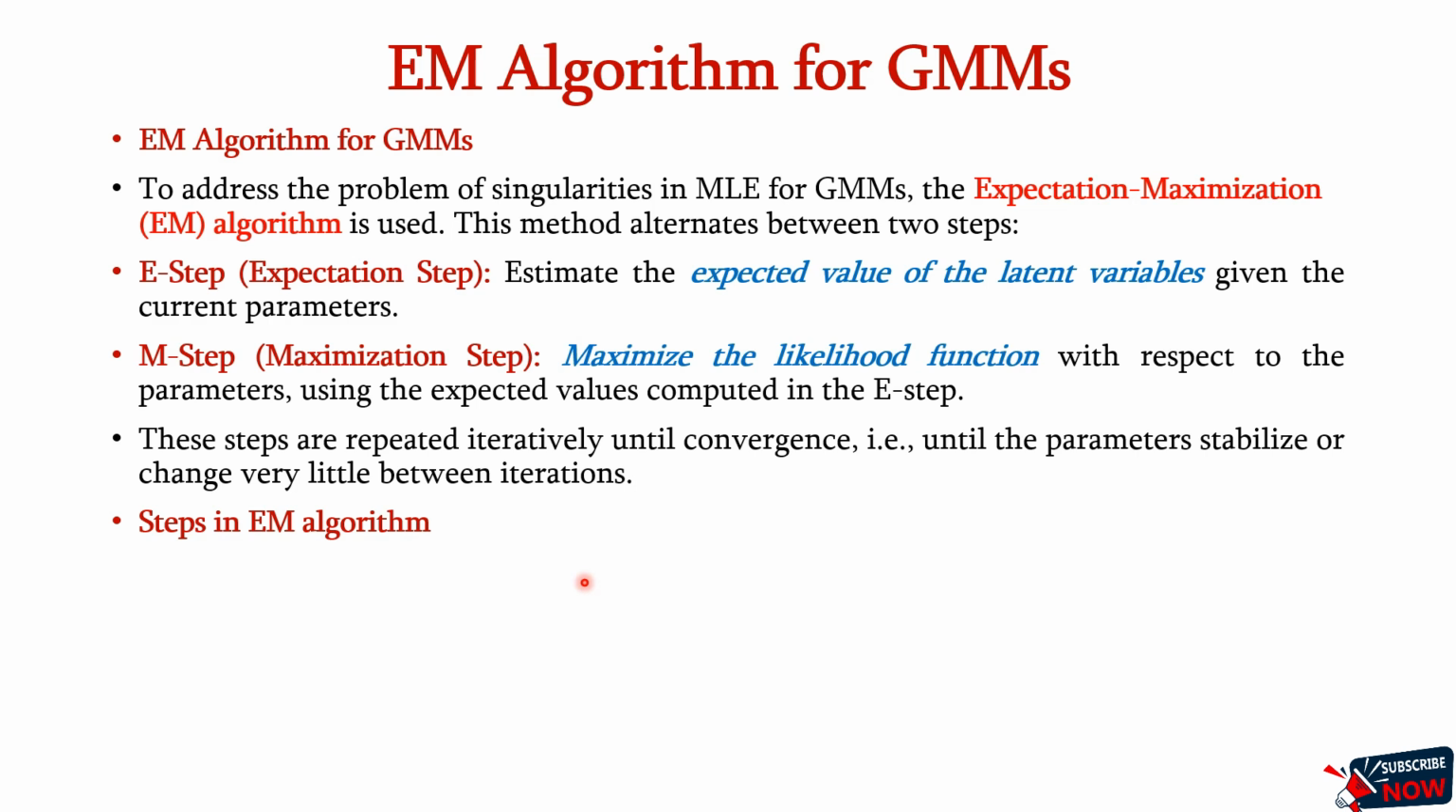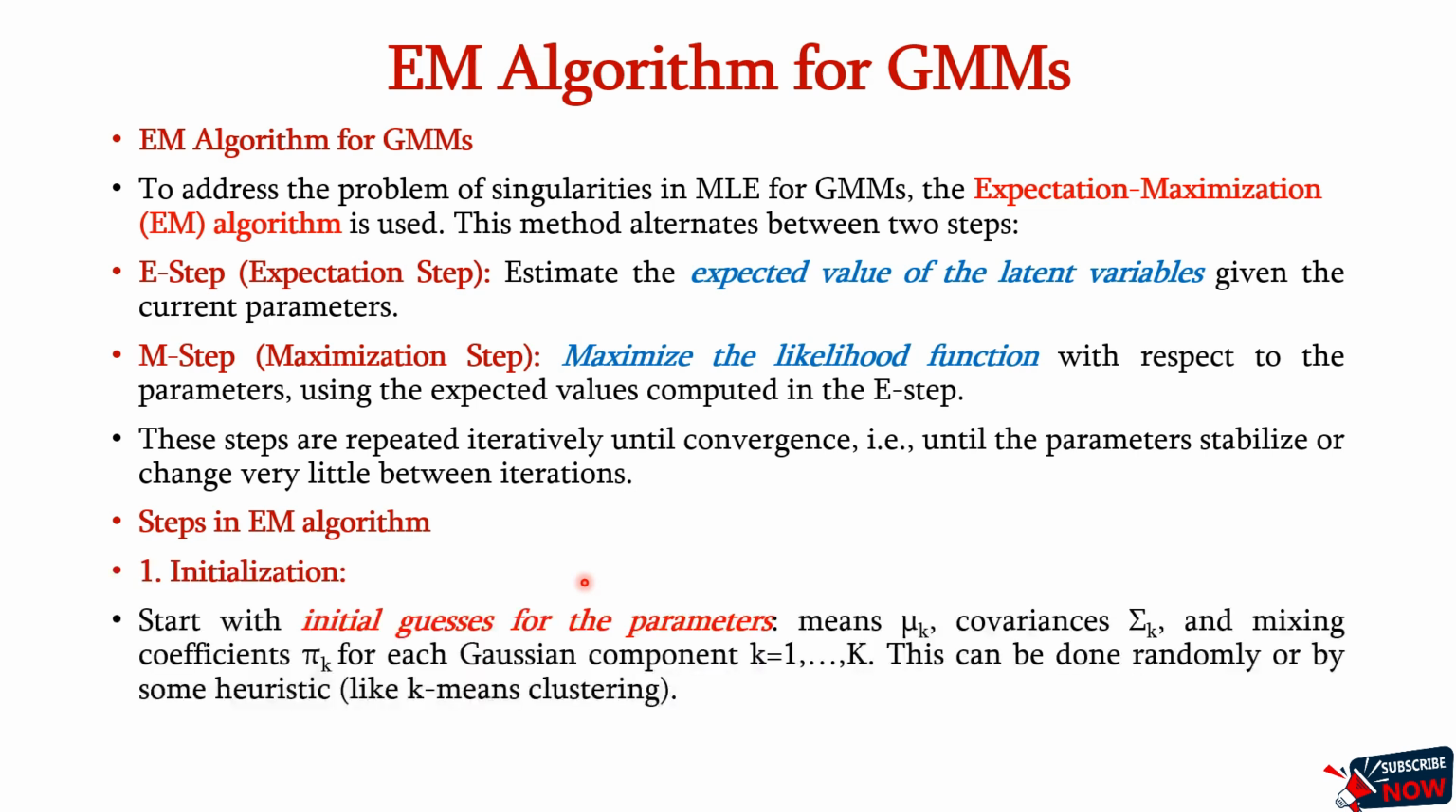Now let us see the steps in the EM algorithm. The first step is initialization. Here we start with initial guesses for the parameters, namely mean, covariance and mixing coefficient for each Gaussian component k equal to 1 to K. This can be done randomly, or we can use some heuristic algorithm like k-means clustering. So we are making the initial guess about the parameters in the initialization step.